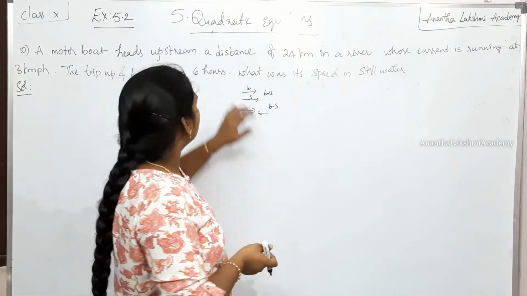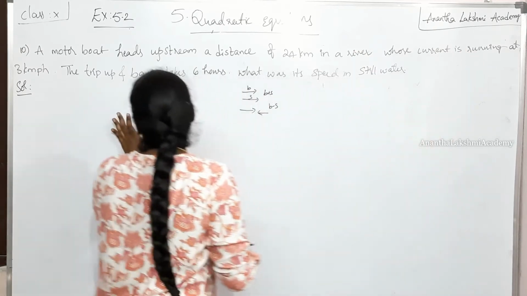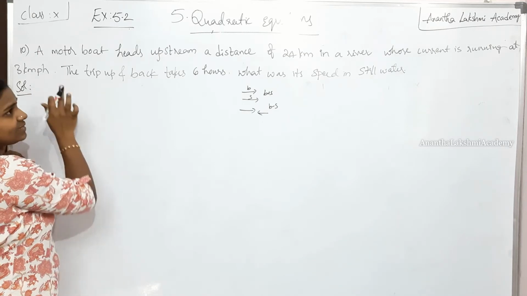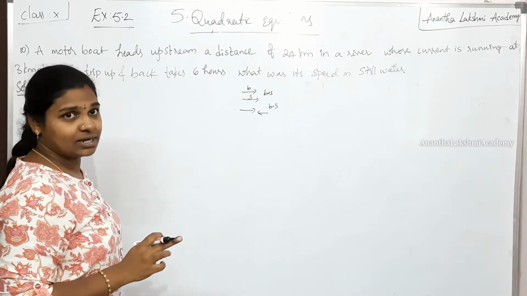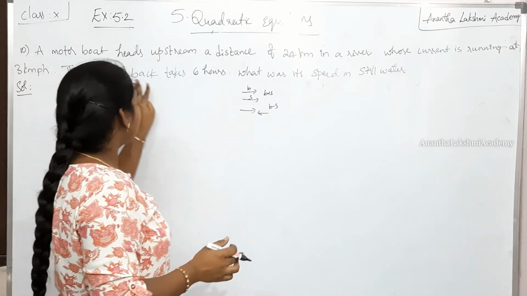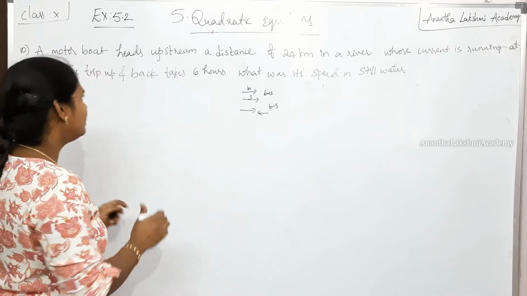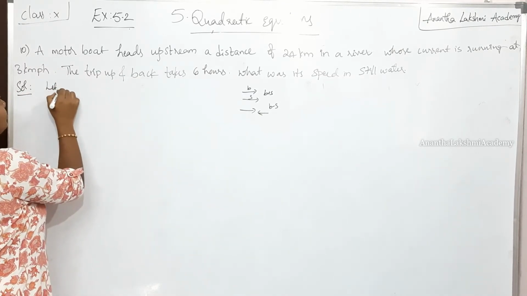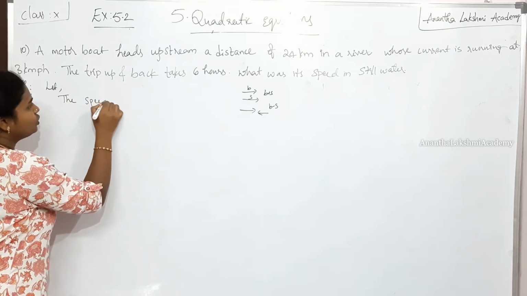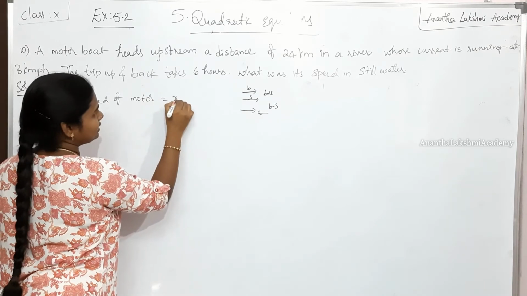Okay, so a distance of 24 kilometers in a river whose current is running at 3 kilometers per hour. So for us it is given current is running at 3 kilometers per hour, the speed of the current or the stream. The trip up and back takes 6 hours. What was its speed in still water? So let us assume the speed of the motor be x.